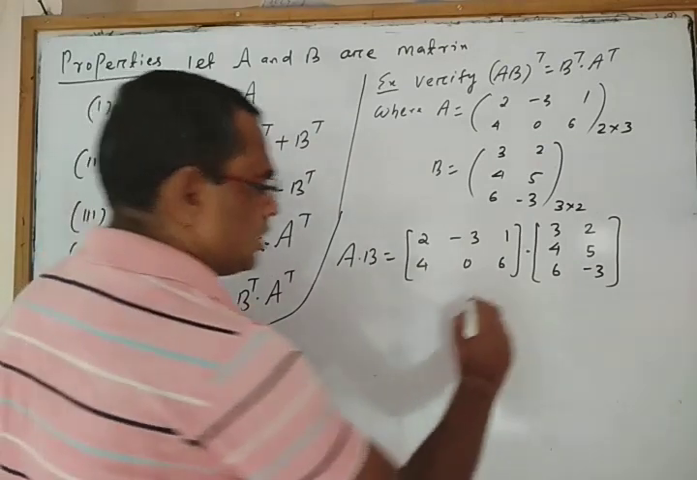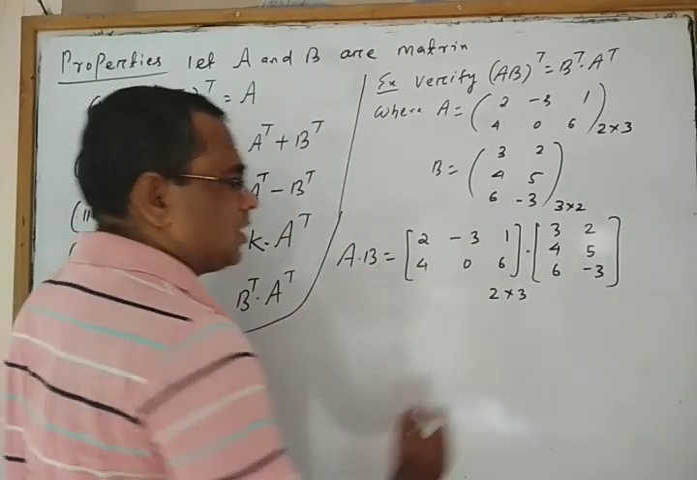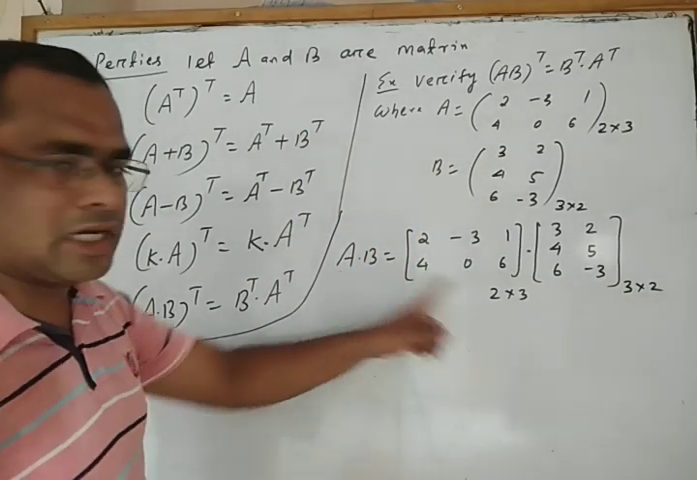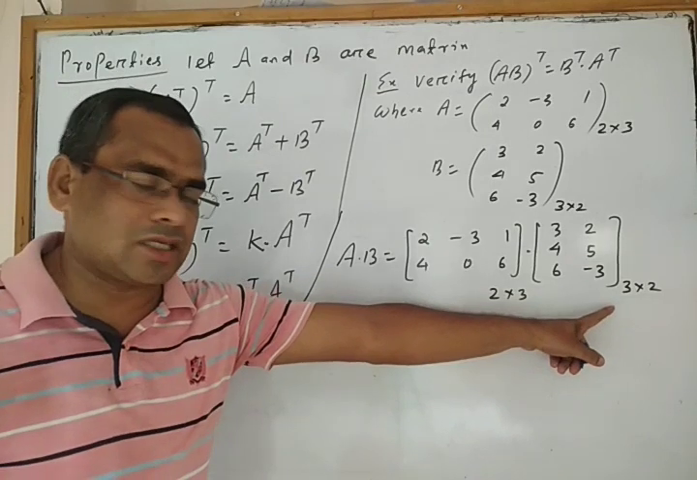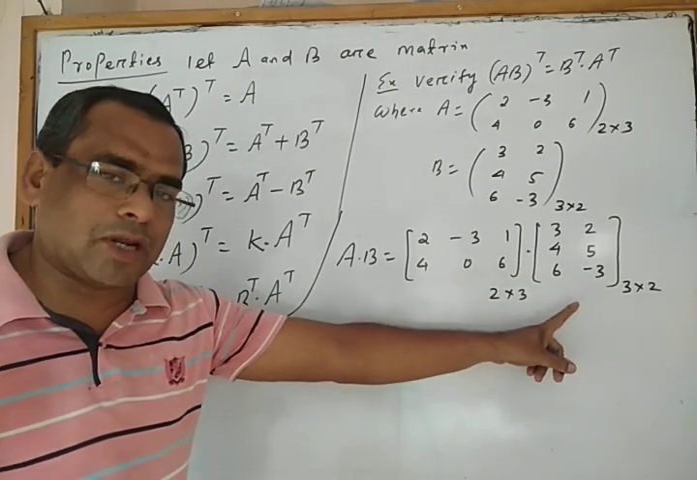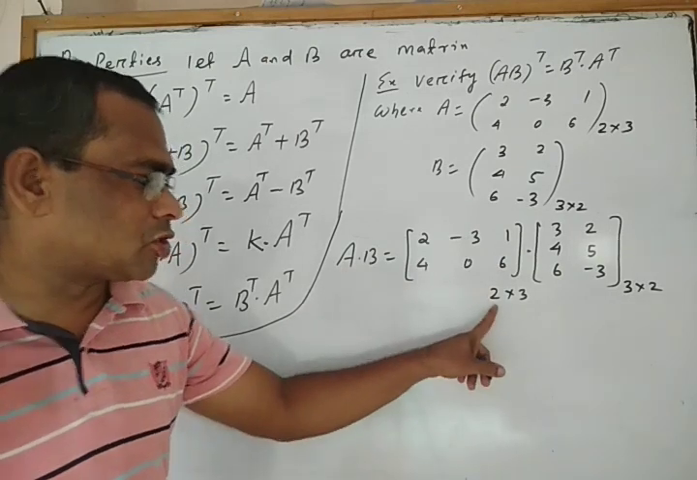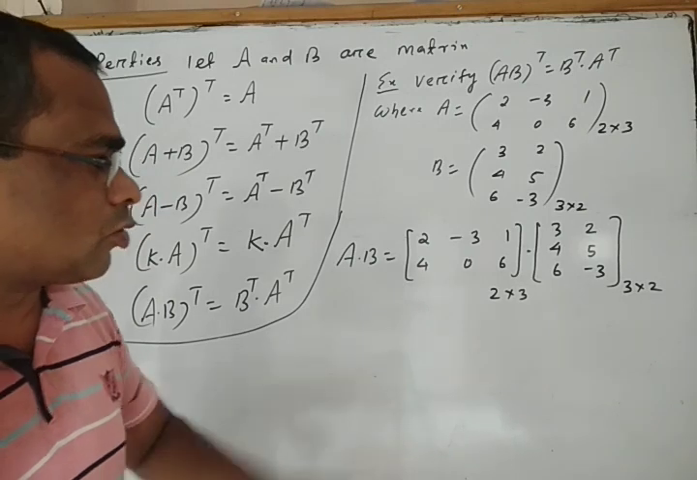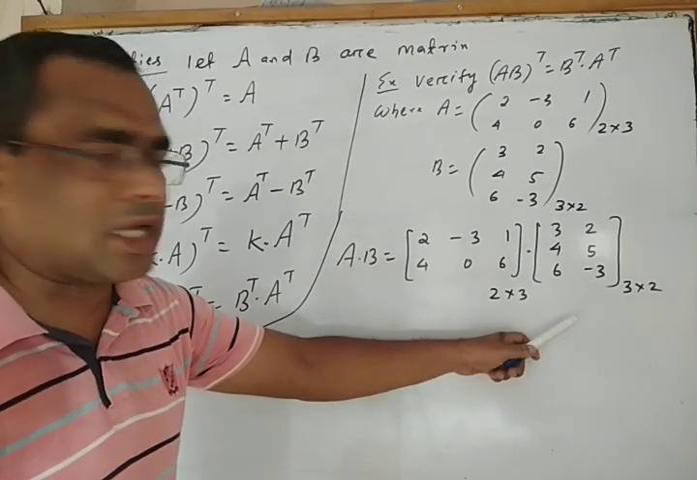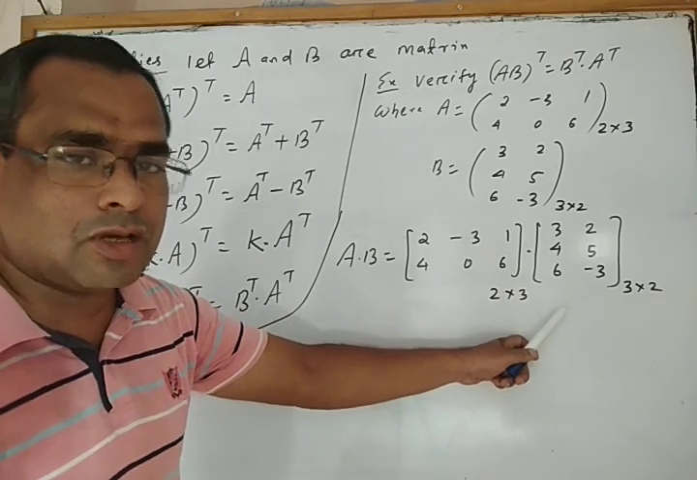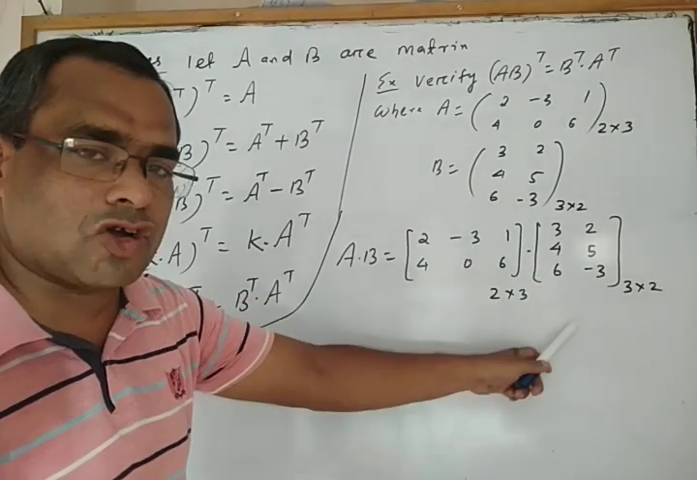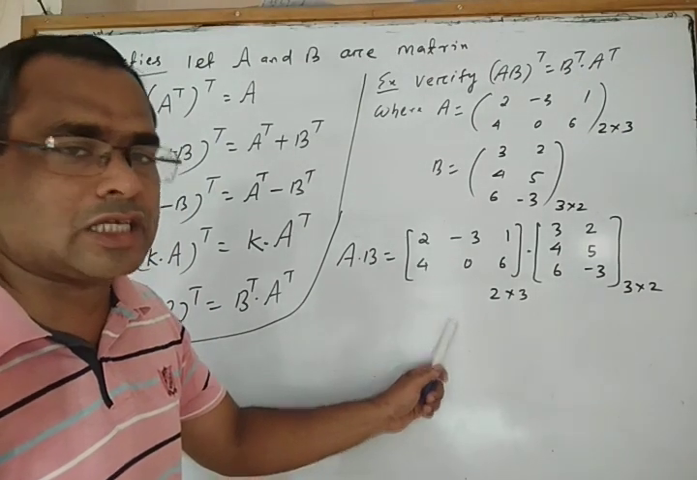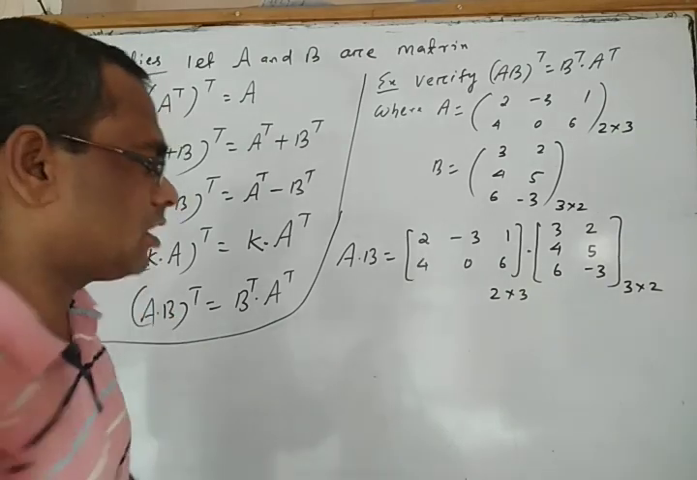Clearly the order of A is 2 cross 3 and the order of B is 3 cross 2. The number of columns of the first matrix is equal to the number of rows of the second matrix, so its product is possible. After multiplication, the order of AB is 2 cross 2. But how to multiply AB? We have to multiply the rows of the first matrix with the corresponding elements of the columns of the second matrix, and that multiplication is known as row into column wise matrix multiplication.